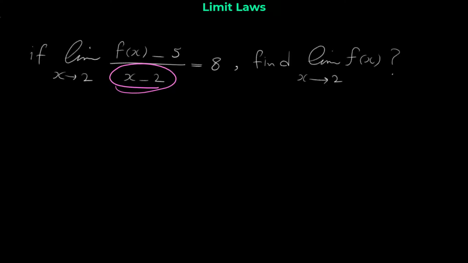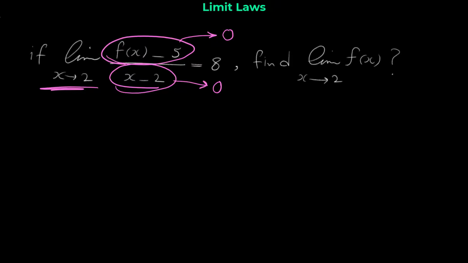Attention here. In the denominator we have x minus 2 and x approaches 2. When x approaches 2, x minus 2 approaches 0. And because the limit of this fraction is equal to 8, it makes sense that the limit of the numerator, the limit of f(x) minus 5 as x approaches 2, should also approach 0. Because the indeterminate form is 0 over 0 in the limits. And because the limit exists, the limit of the numerator should also be 0.